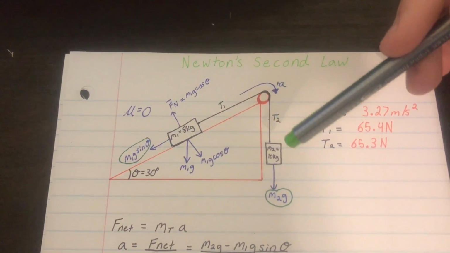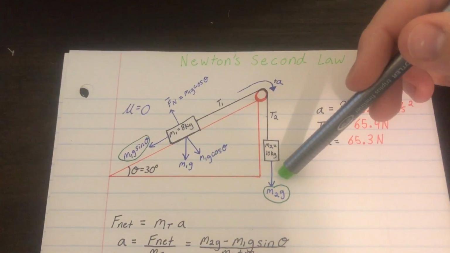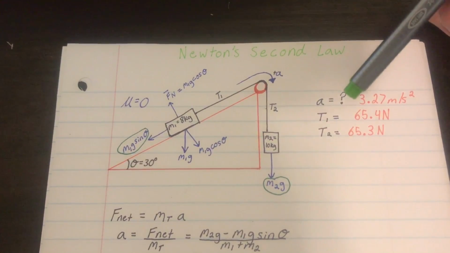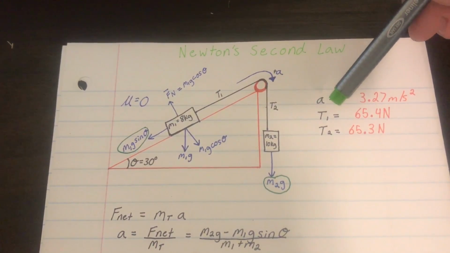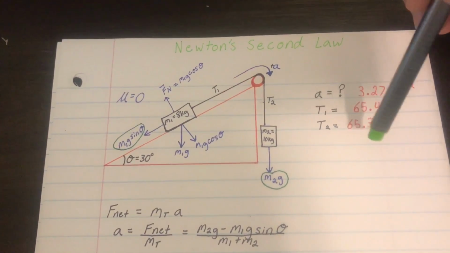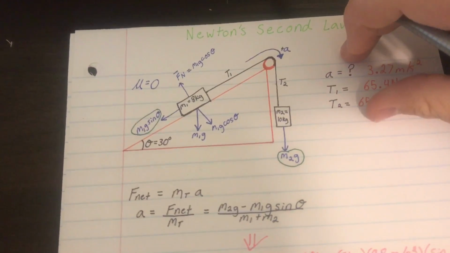And on this side, I just had my force of gravity, m2 gravity. So what I'm looking for is my acceleration, the tension 1 and tension 2. And we're going to assume that if it goes this way, it's in a positive direction.